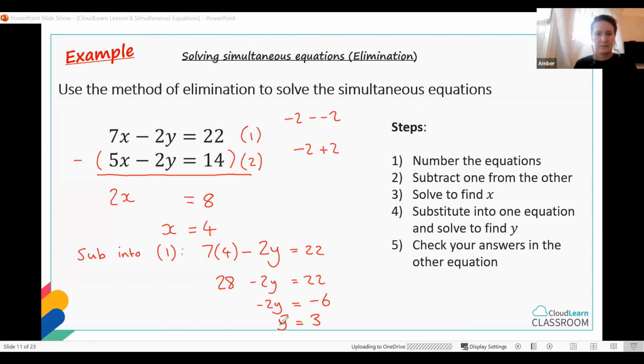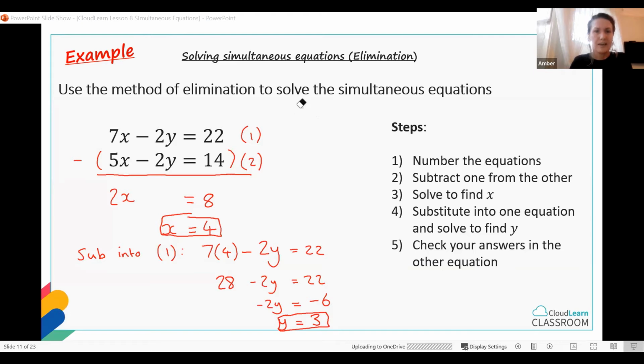So we've got the answers: x is 4 and y is 3. And finally, we should check our answers, which I haven't given myself a lot of space to do. I'll just come up here and do it in a different color for you.